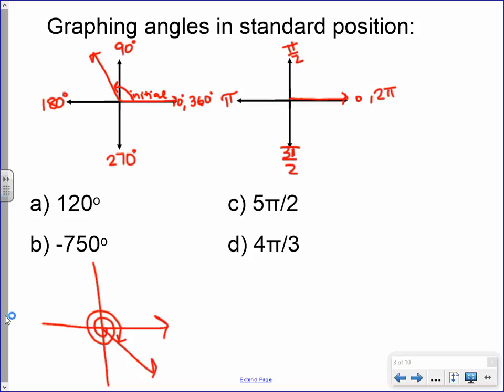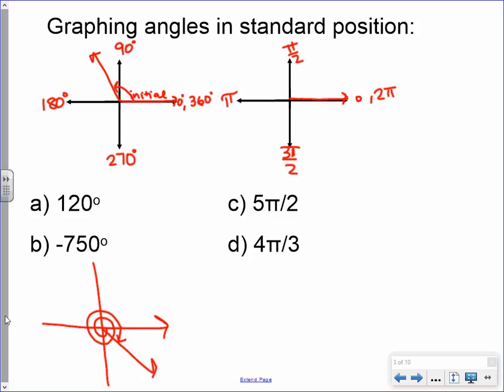Okay, so we're going to graph 5 pi over 2. Okay, now remember, 2 pi is once around. Is 5 pi over 2 bigger than 2 pi? It is. Okay, 2 is smaller than 5 halves, so 2 pi is smaller than 5 pi over 2.